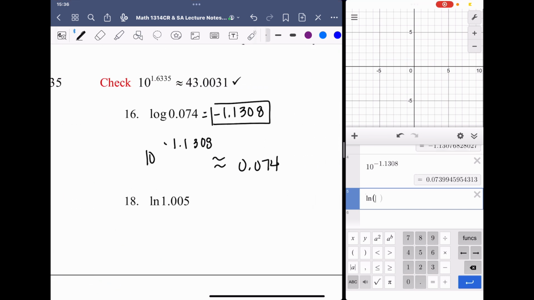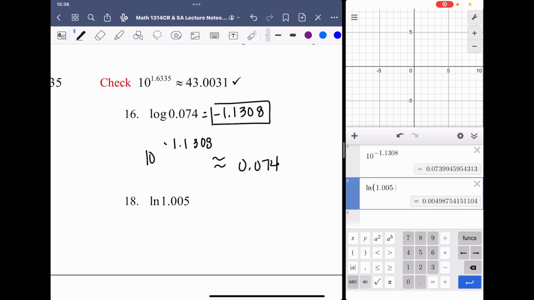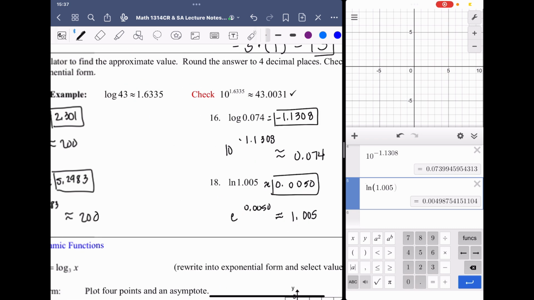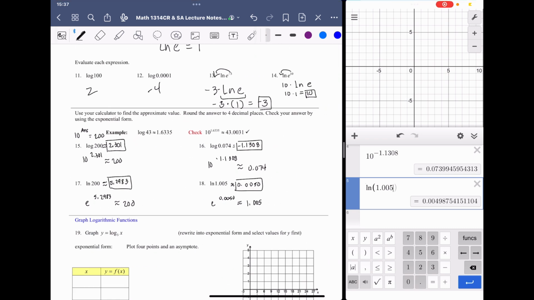So ln of 1.005. This is going to be like 2.7. Oh no, it's an even crazier number. 0.0050. And to check that, e raised to the 0.0050 gives us approximately 1.005. The boxed values are the solutions.